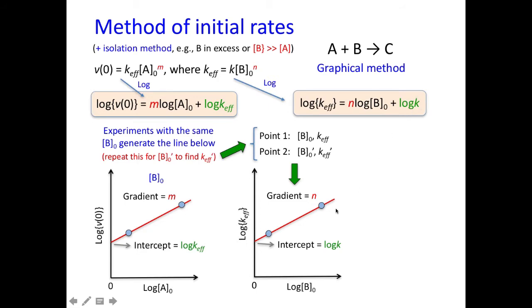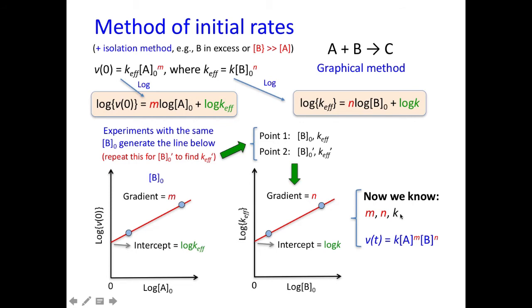So finally, the second plot here, using effective k against concentration of B, gives us the exponent n and the real rate constant for this reaction. So we can now get m from the first two plots, and from the second plot, you get n and k.